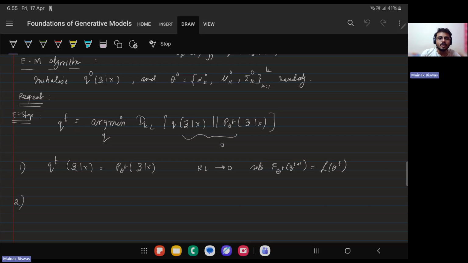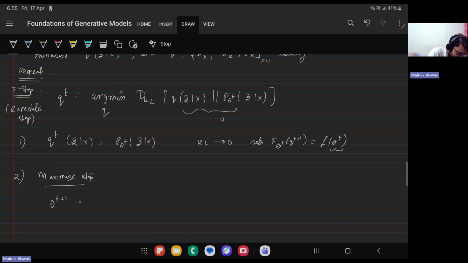In step 2, we will now remember this theta_t may not be optimal. So now we will fix. This is called the M step, the maximization step. The previous one is the expectation step. In the maximization step, what will I do? I will do theta_t+1 equal to argmax over theta of F_theta(q_t+1), after fixing q_t+1.